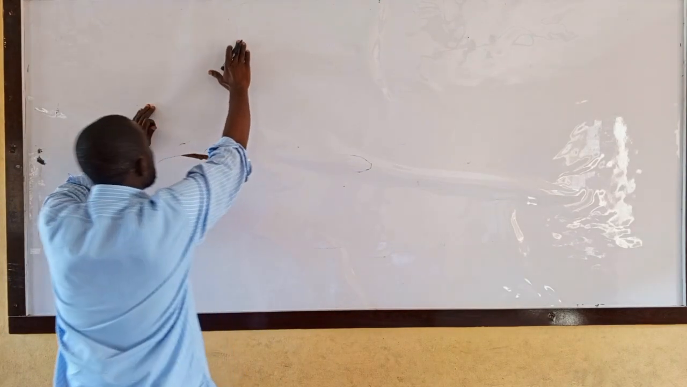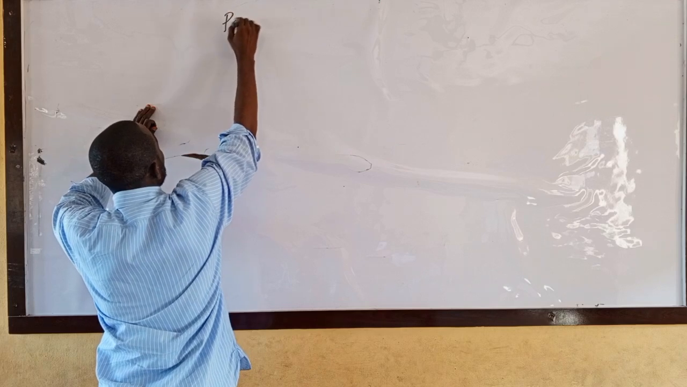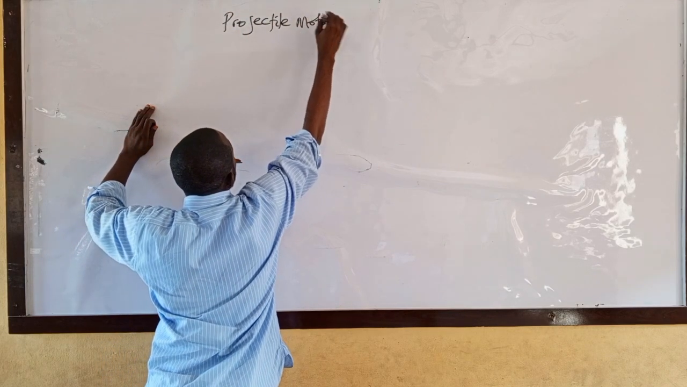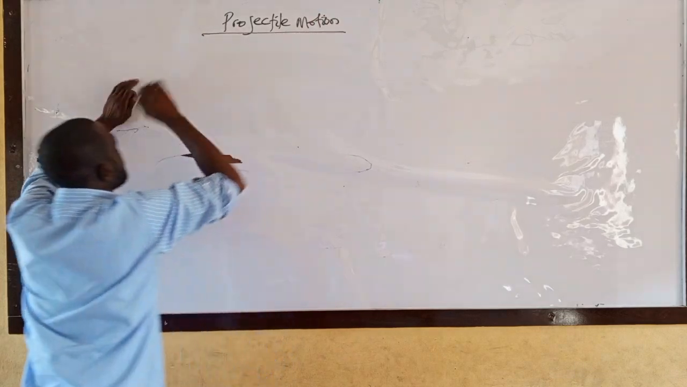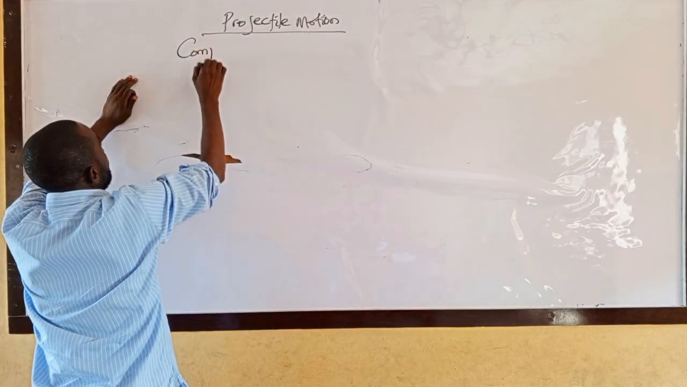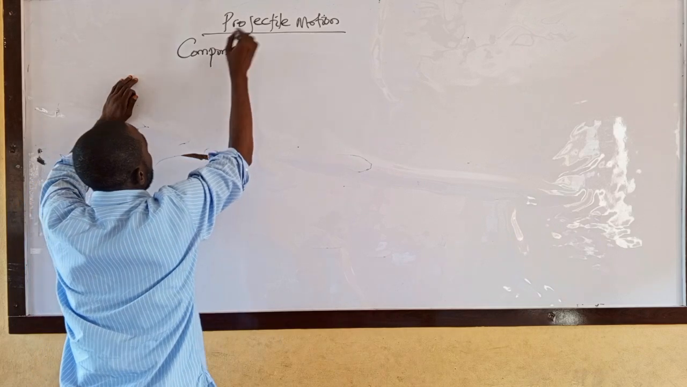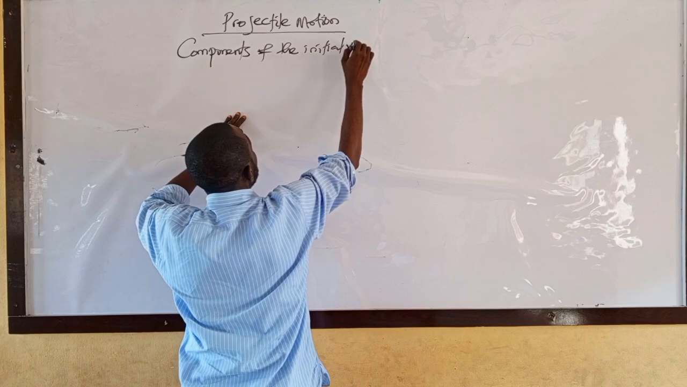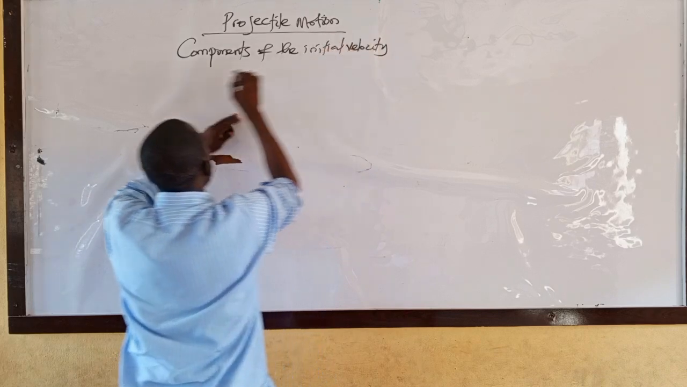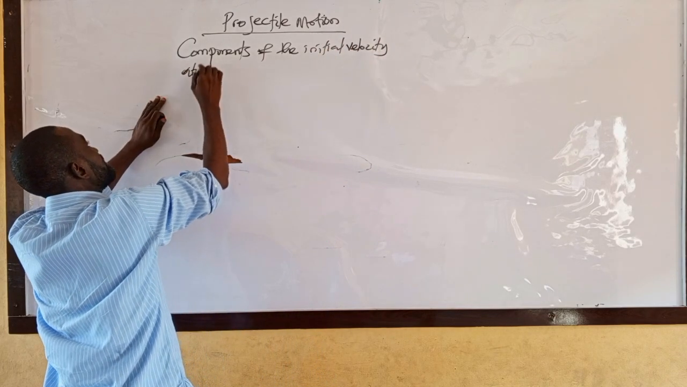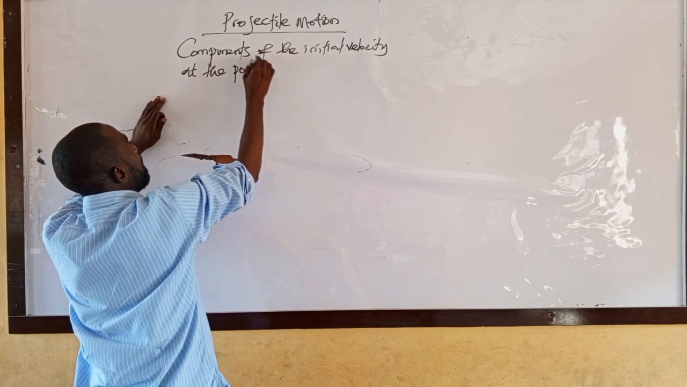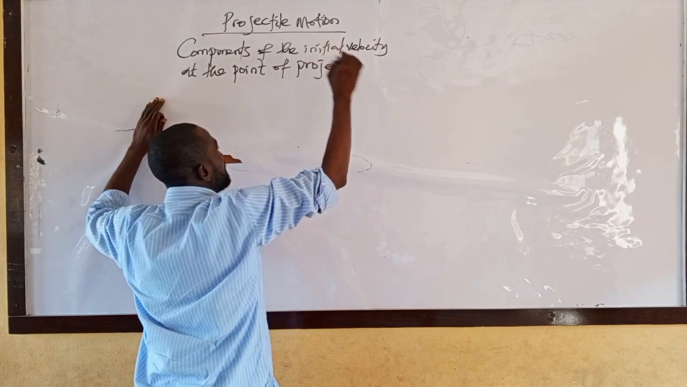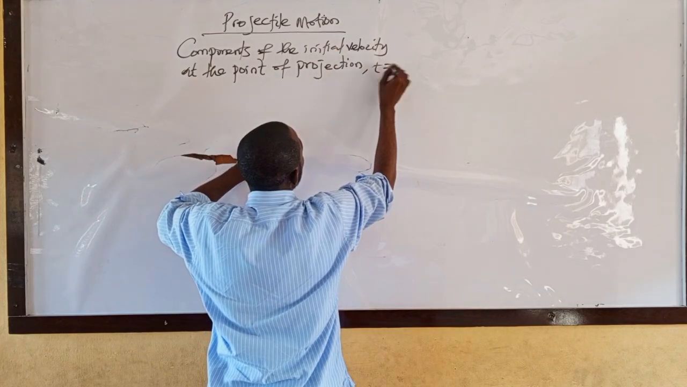The next one that we want to discuss is components of the initial velocity at the point of projection. Don't forget this, under projectile motion. What is the point of projection? It is the point where our t is equal to 0.